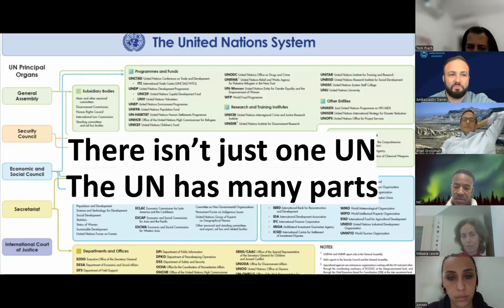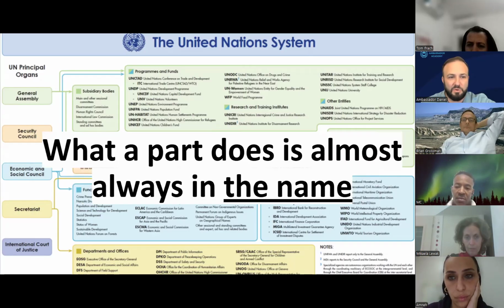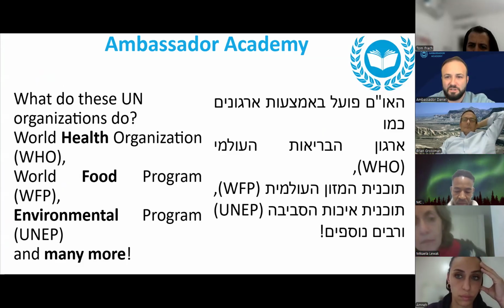You can see here every bold word is a subcommittee, its own body with its own budget and its own responsibilities, and the UN has a lot of things going on. You can see in the name what these things are. There's the Economic Forum, the United Nations Environmental Program, and so on. Some notable examples are the World Health Organization, the World Food Program, and many others. In all of these, you see what they do in the name.